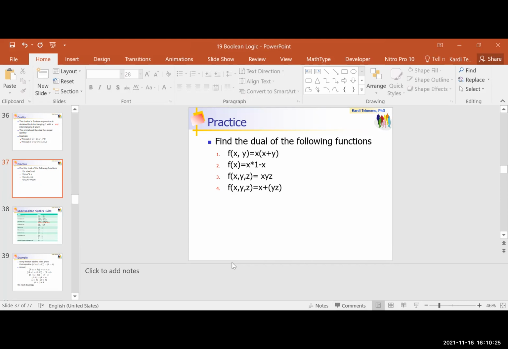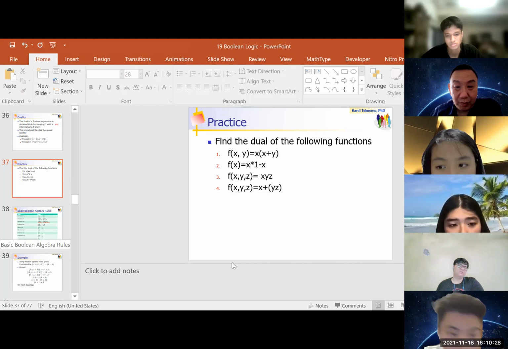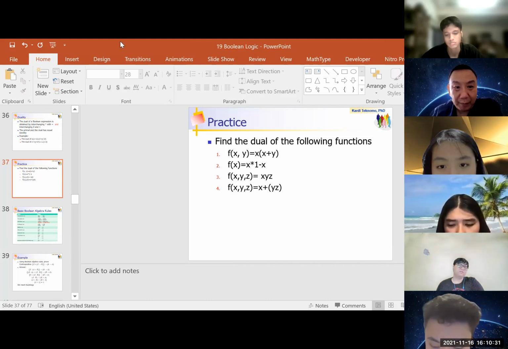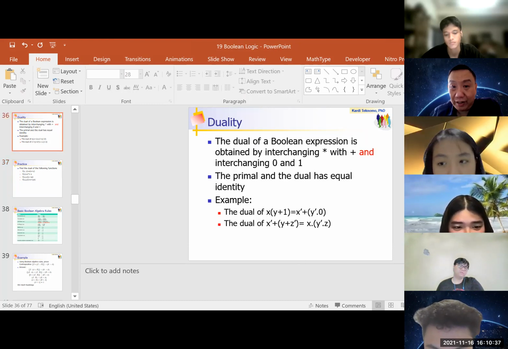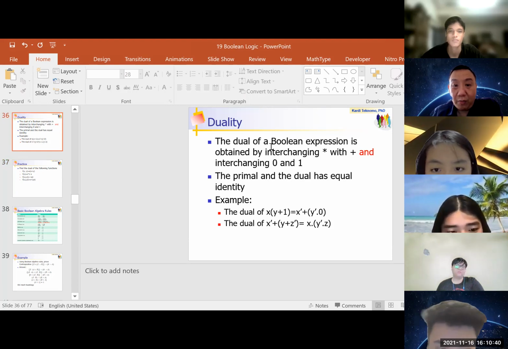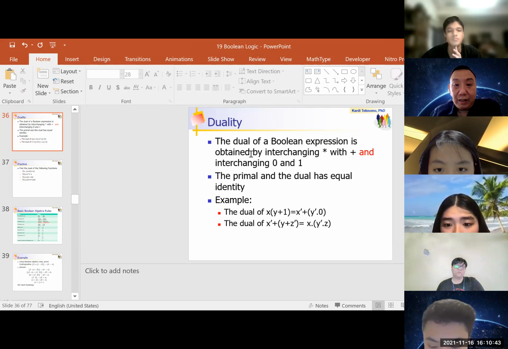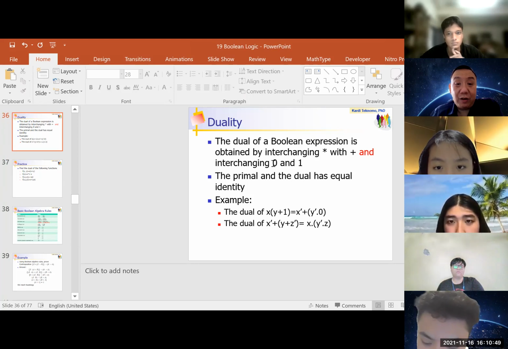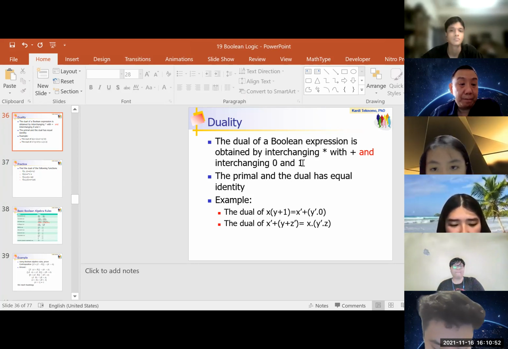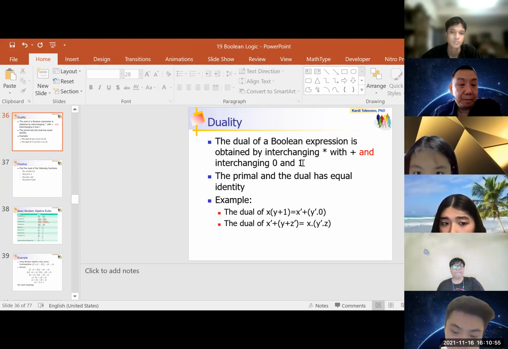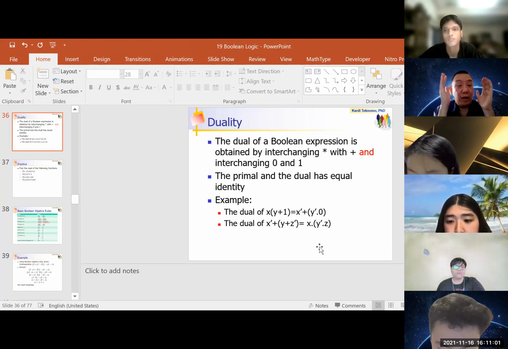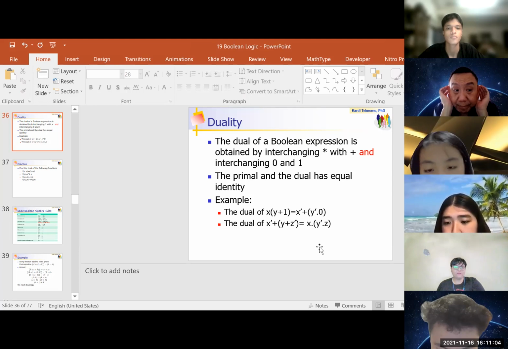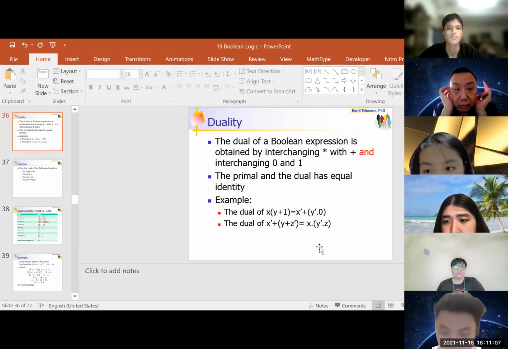Come on. So what is dual? The dual of the Boolean expression is obtained by exchanging the multiplication with plus and interchanging of 0 with 1. That is the dual. And what is accent? Accent means not.